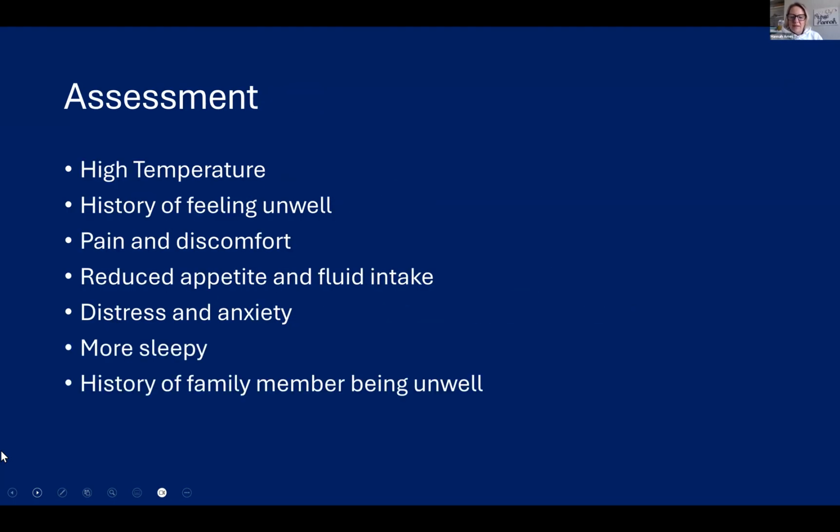So other things to think about in terms of your assessment. So we're obviously looking at that high temperature, discussing with the parents the history of feeling unwell, or history of family members being unwell, or history of the nursery or school having an illness that's going around, any pain and discomfort in the child or infant, what has been their appetite and fluid intake. So that's very important when the child's got a fever, and assessing from parents if they're more sleepy as well. So these are some things that you can build into your assessment and holistic assessment as well.